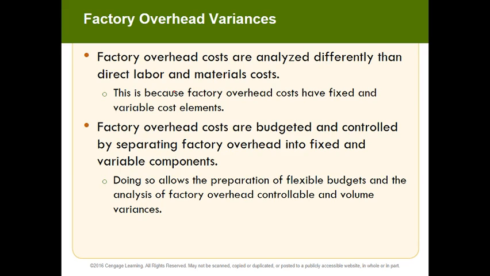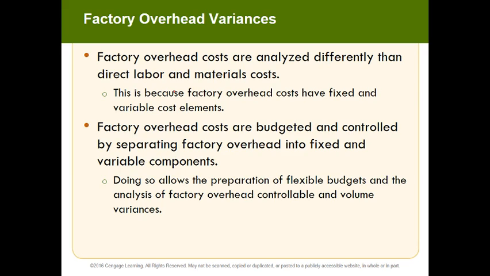The factory overhead variances apply to those costs that are associated with the factory overhead. So we have to look at them differently than direct labor and direct materials. Within your factory overhead costs, you have those fixed elements, and then you have the variable cost elements. Now, keep in mind that your fixed elements are not going to change in correlation with the change in production, whereas your variable cost elements will in total.